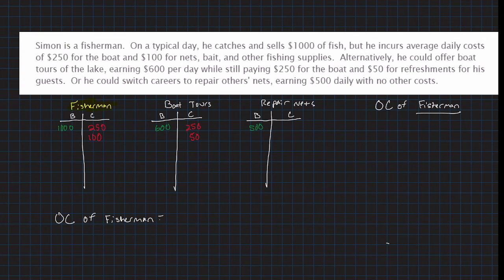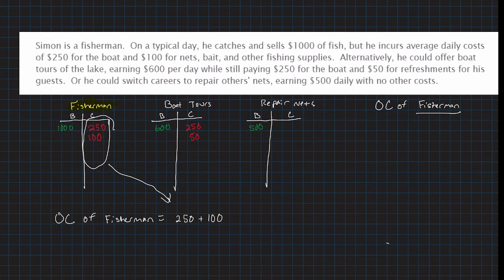And it's the cost of what you're giving up. What he's giving up are these direct costs because he has to pay for it. Pay for the boat, pay for the nets and baits. So we technically are giving these up. So we're going to add that to the cost. So it's $250 plus $100. Okay? So these both get added.